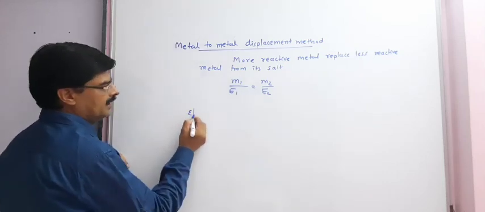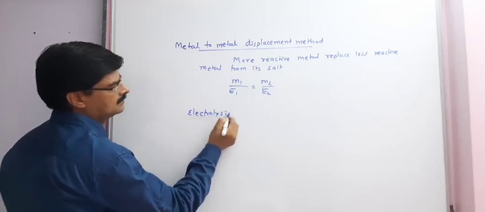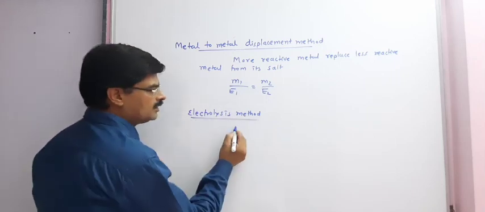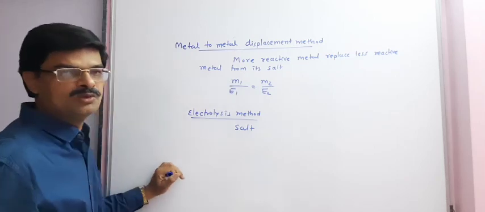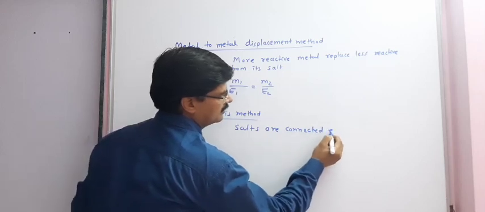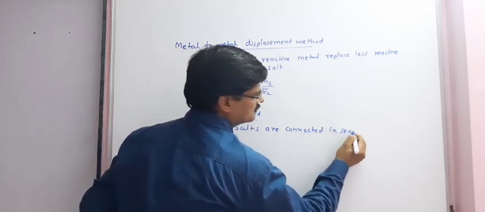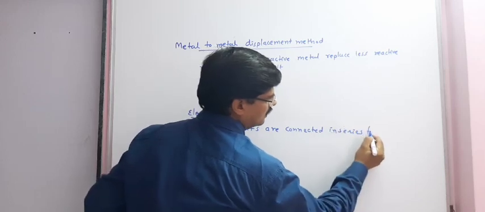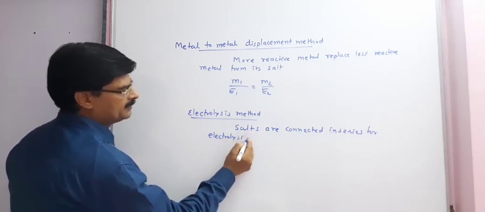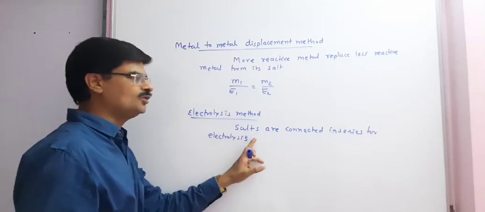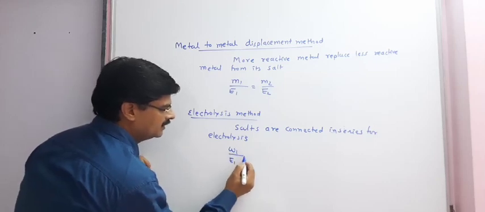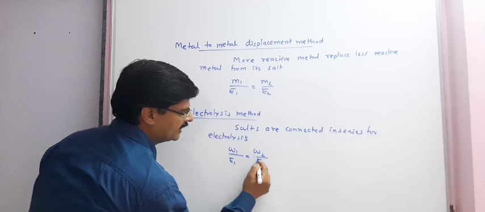Same way, in the electrolysis method, say two salts or more than two salts are connected in series for electrolysis, and if the same electricity is passing through both the solutions or more than two solutions, then we can write W1 by E1 is equal to W2 by E2.